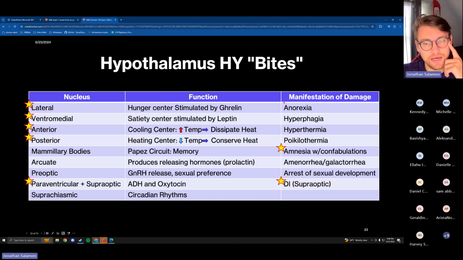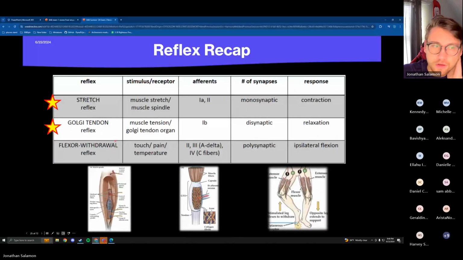The hypothalamus, these are the important ones. These are the super important ones. Definitely. Why is it doing this? It's doing all kinds of weird things. Definitely know these. Definitely know these. Mammillary body is super important, right?